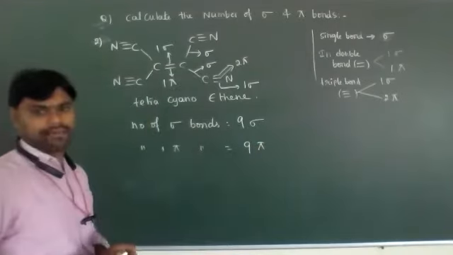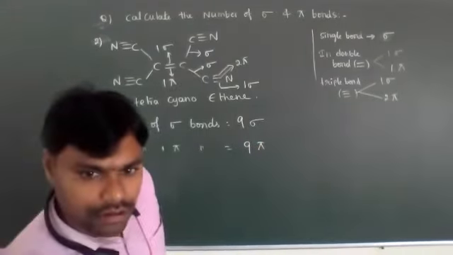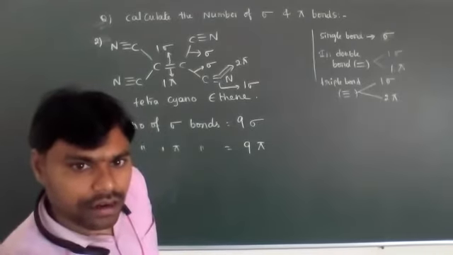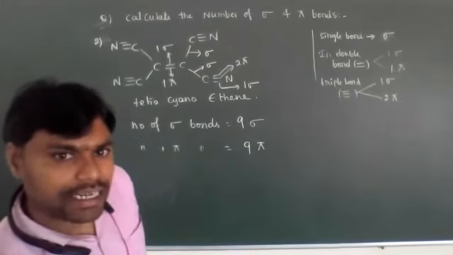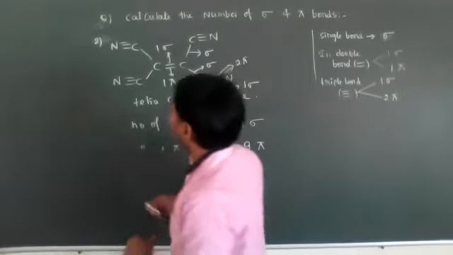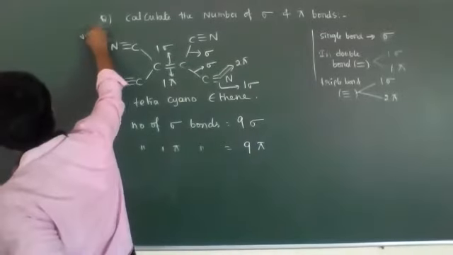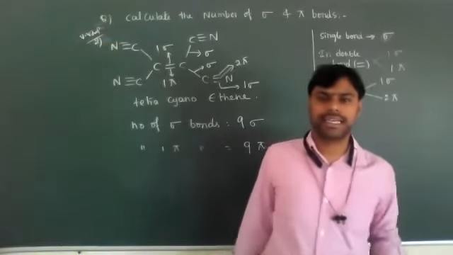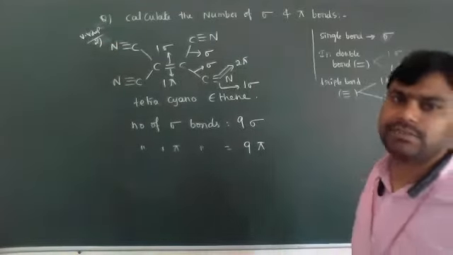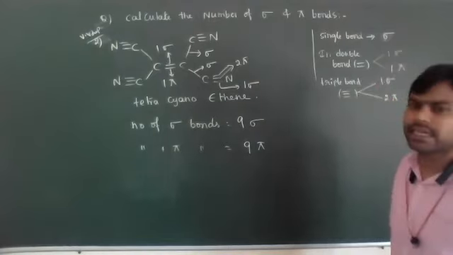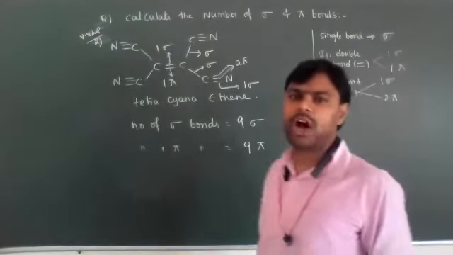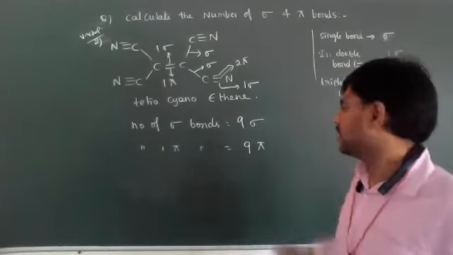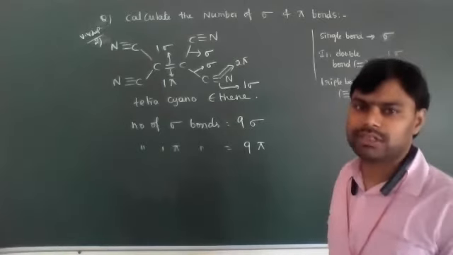Pi bonds are also present. Yes, 9 sigma and 9 pi bonds. This is very, very important. This question is repeated for JEE and NEET as well as in CET examination. Tetracyanoethene contains how many sigma and how many pi bonds? 9 sigma and 9 pi bonds are present.